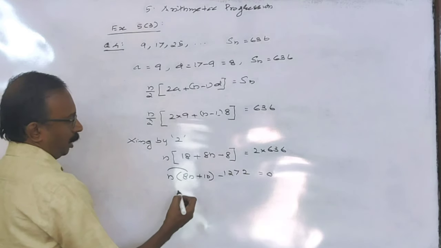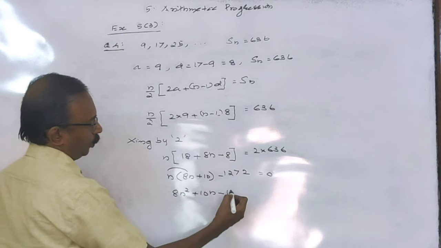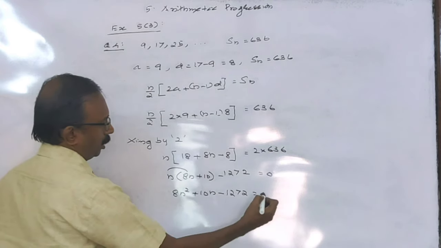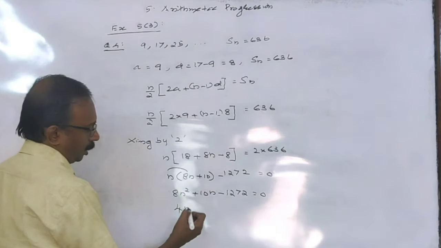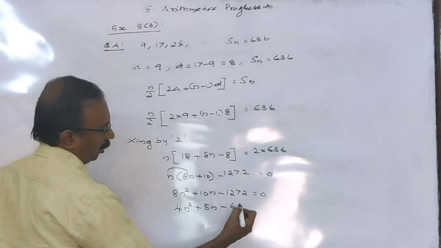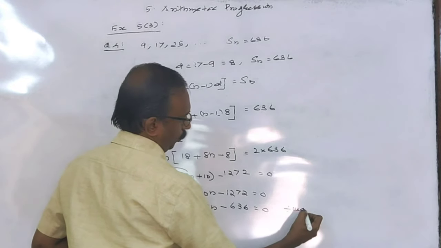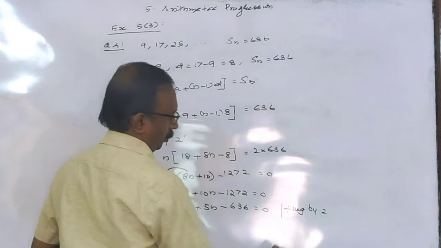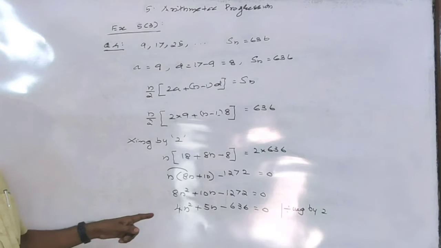So 18 n square plus 10 n minus 1, 2, 7, 2 is equal to 0. Then divide by 2 and a half, which gives 4 n square plus 5 n minus 6, 3, 6 is equal to 0. Divided by 1. Then this is a quadratic equation.